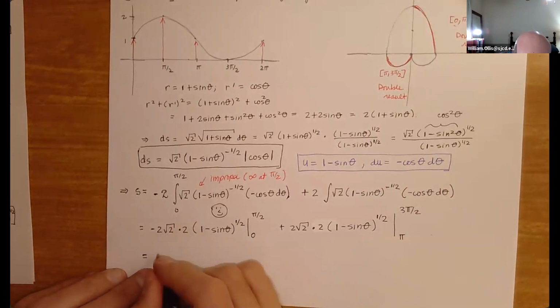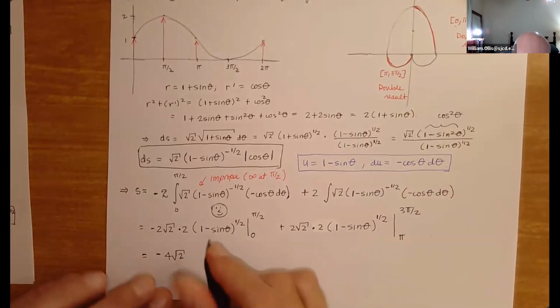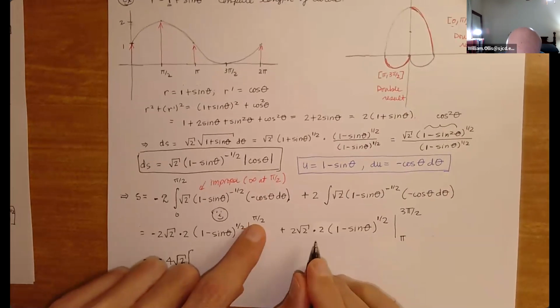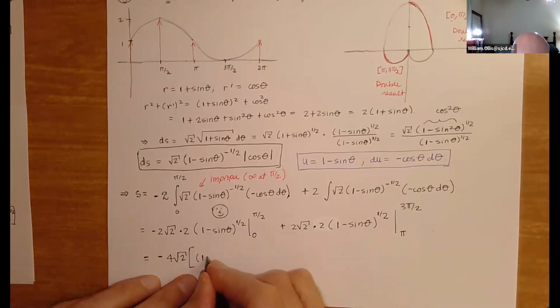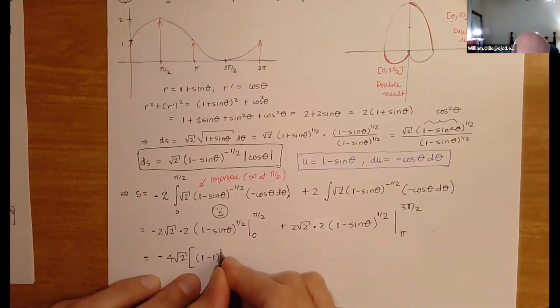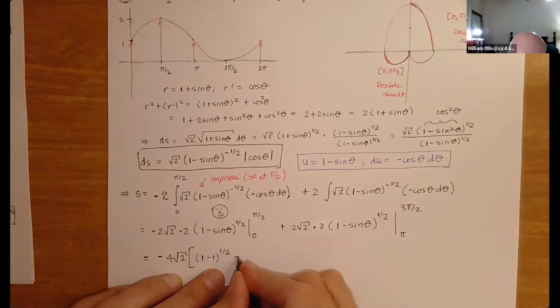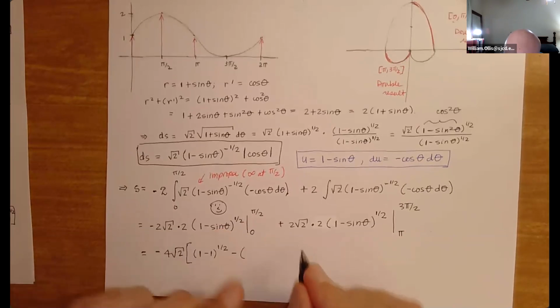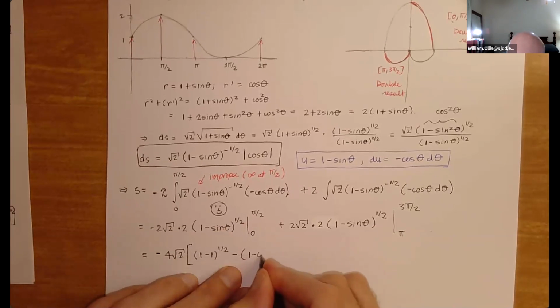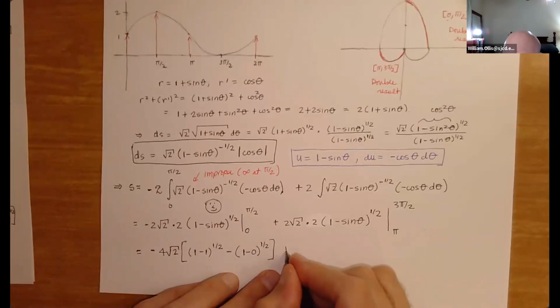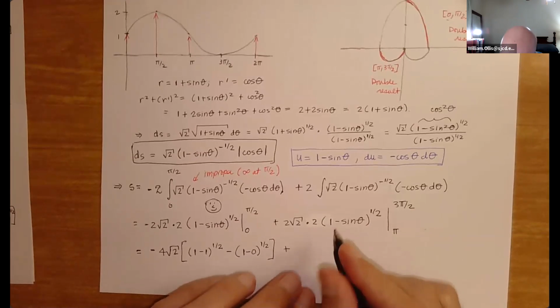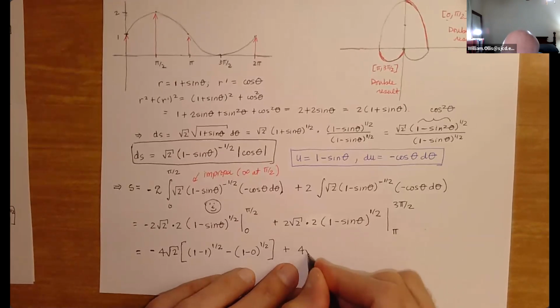So now we've got what? A negative 4 times a root 2. Now we can substitute pi over 2. So of course this will be a 1 minus a 1 to the 1/2, minus, now we substitute 0. That'll be 1 minus 0 to the 1/2. Okay, plus, this is a really nifty problem. I like this problem. 4 root 2.